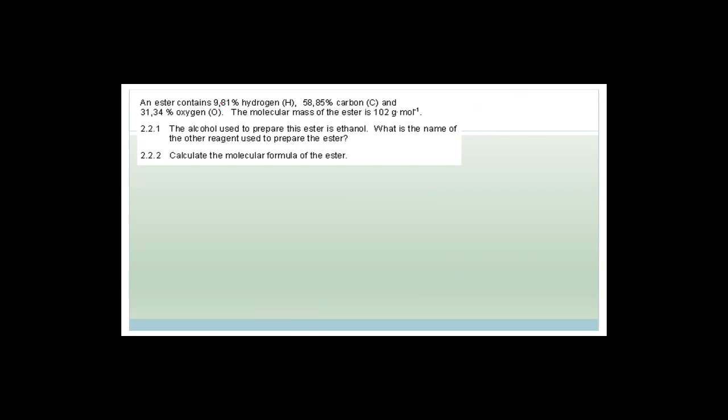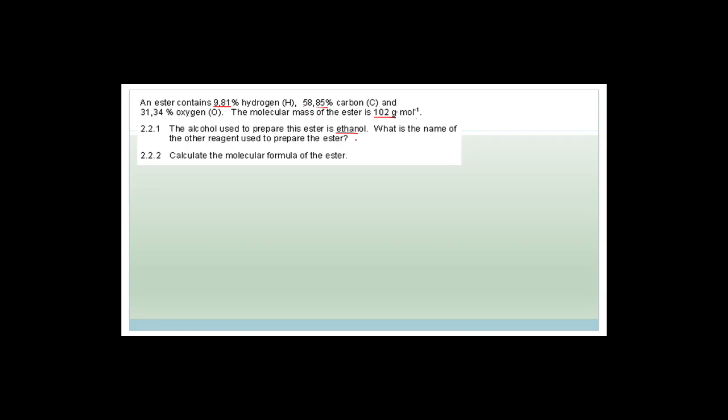It says an ester contains 9.81% hydrogen, 58.85% carbon, and 31.34% oxygen. The molecular mass of the ester is 102 grams per mole. It says the alcohol used to prepare this ester is ethanol. What is the name of the other reagent used to prepare an ester?